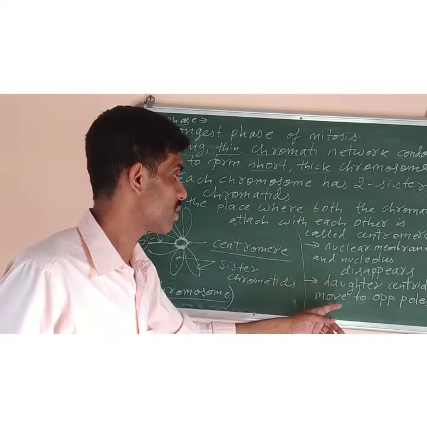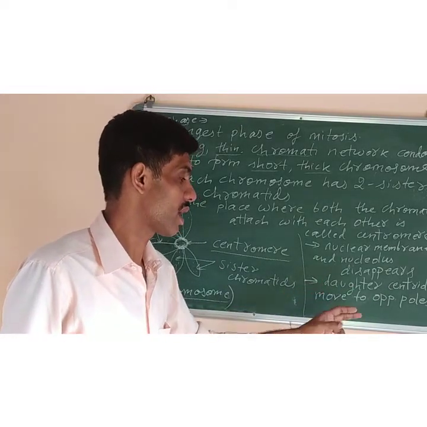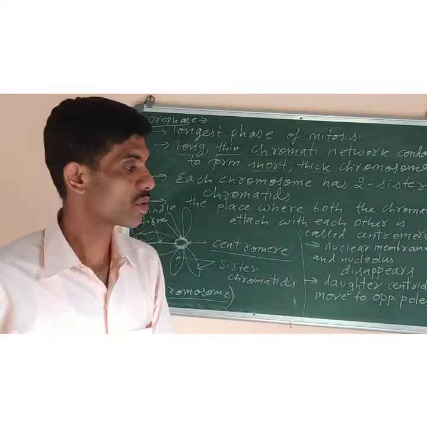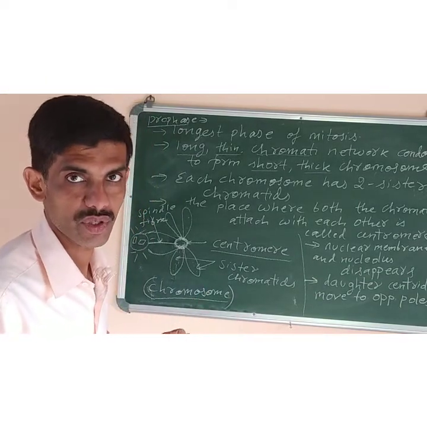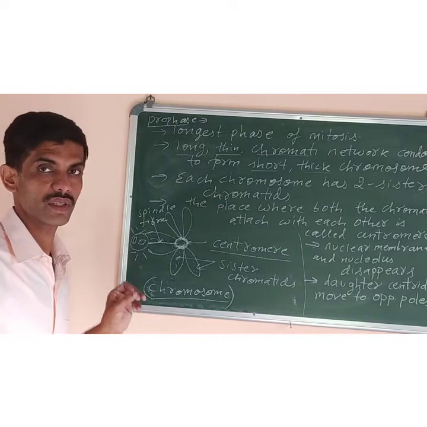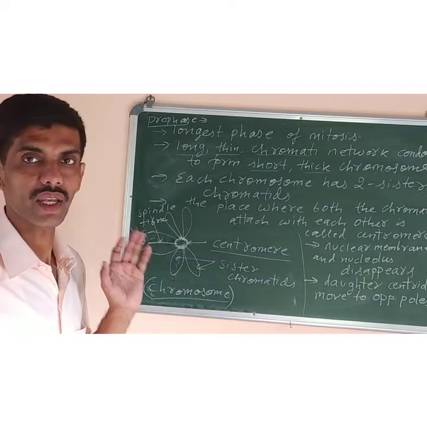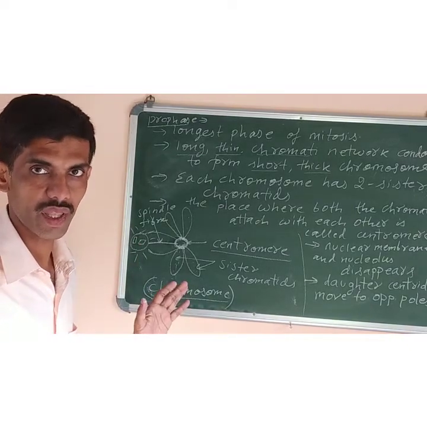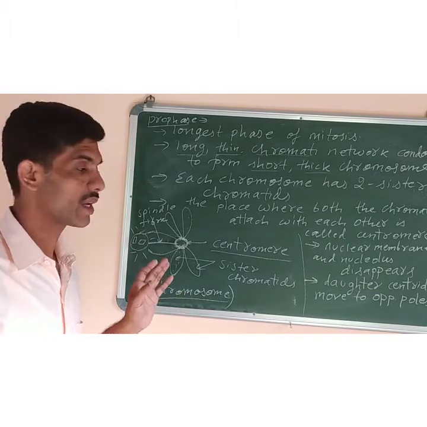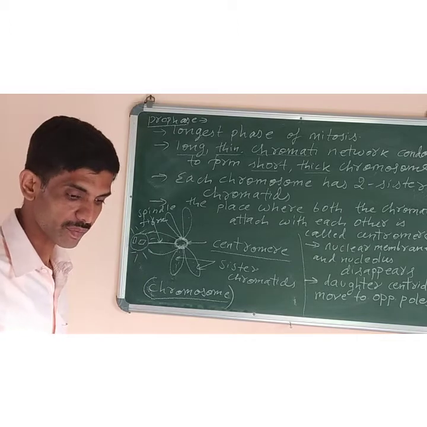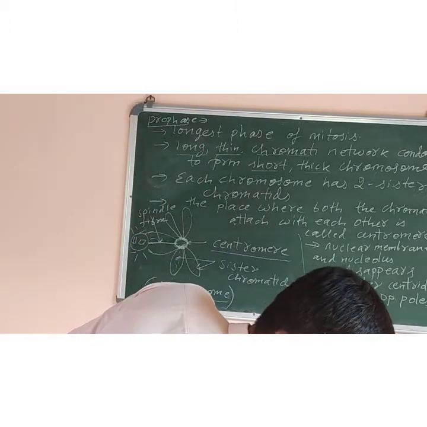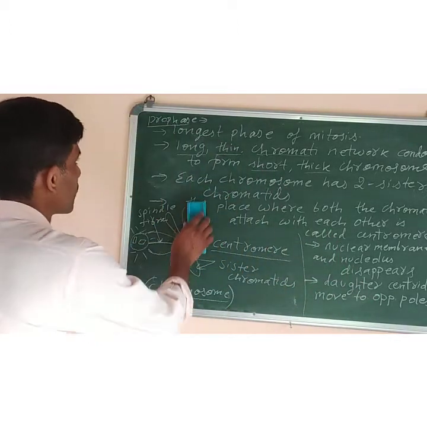Then daughter centrioles move to the opposite poles. And how are they formed? These daughter centrioles are formed by the division of the centrosome. Centrosome is an important cell organelle found only in animal cells. It is not present in plant cells. And it helps in the formation of spindle fibers. Okay? Now next we have to study the metaphase stage.